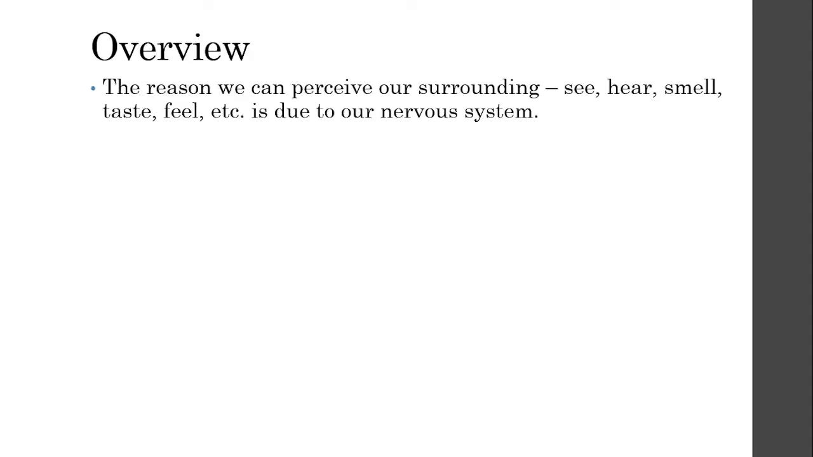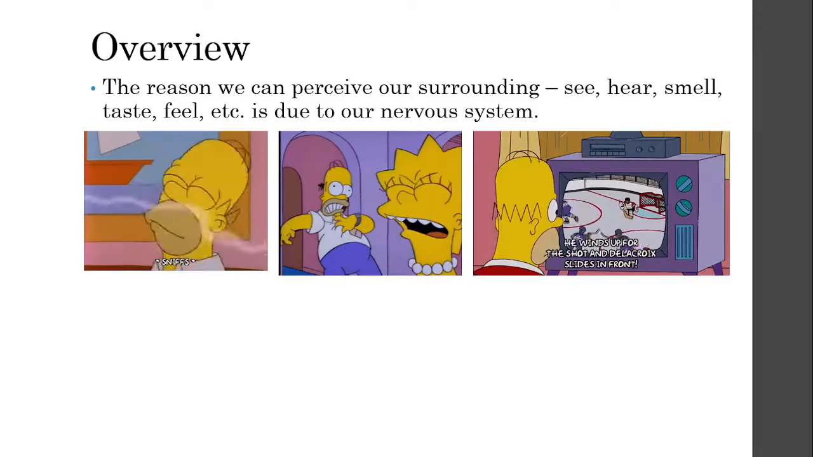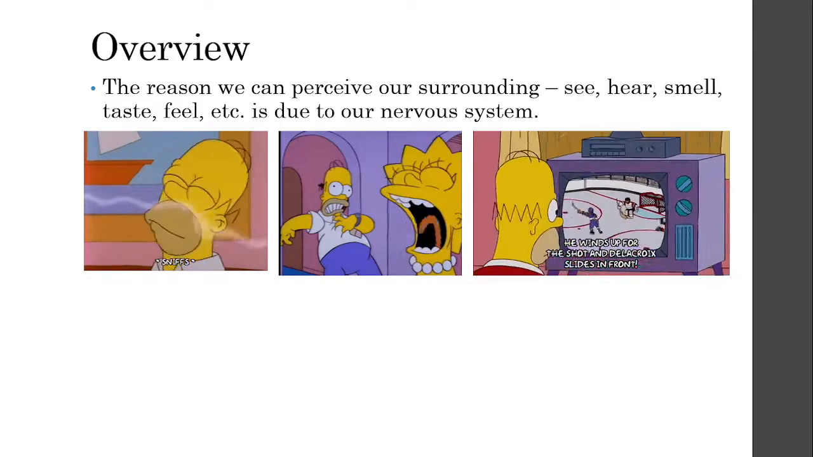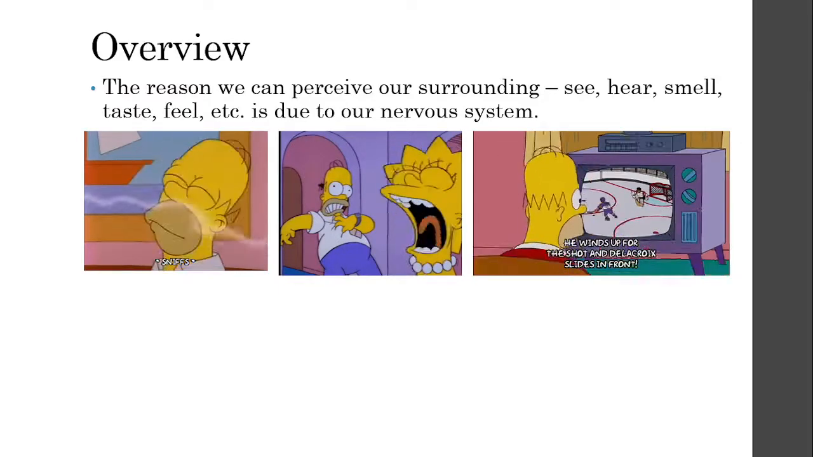So let's begin. Well, a little bit of overview. The reason that we can actually see, hear, smell, taste, feel, etc. is because of our nervous system. Without the system, we won't be able to taste our food, we won't be able to smell food, we won't be able to hear everybody, we won't be able to watch our favorite shows.